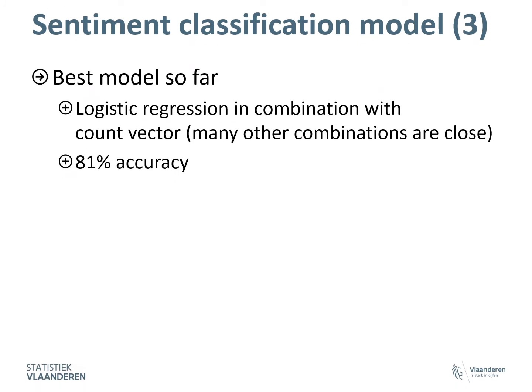It was quite surprising to see that the best model that we achieved so far was quite a simple model. Logistic regression in combination with a count vectorizer achieved 81% accuracy on the classification of the Twitter sentiment. We have to say that many other combinations were very close, 80.5% for example, but it was nice to see that you can go quite far with relatively simple algorithms.